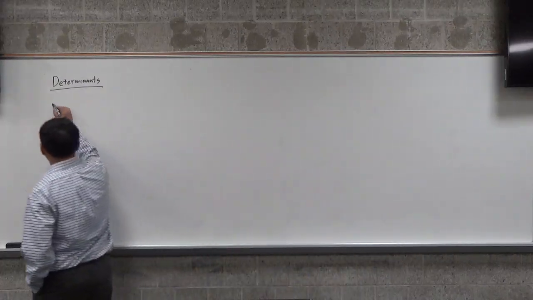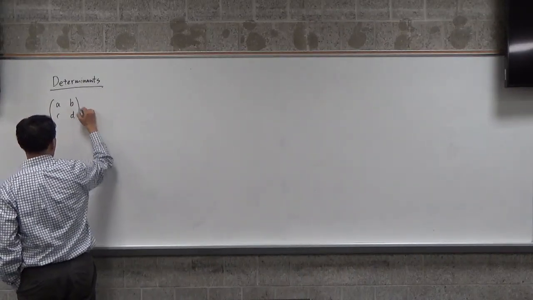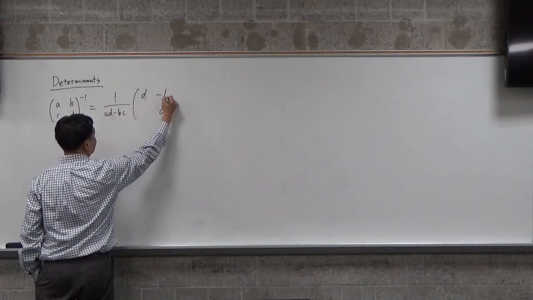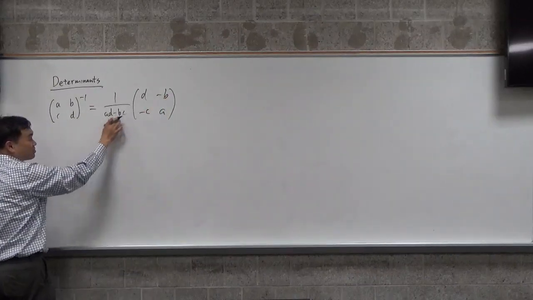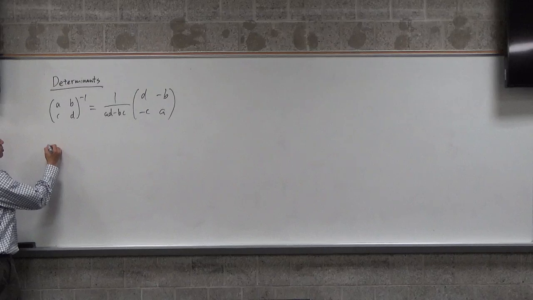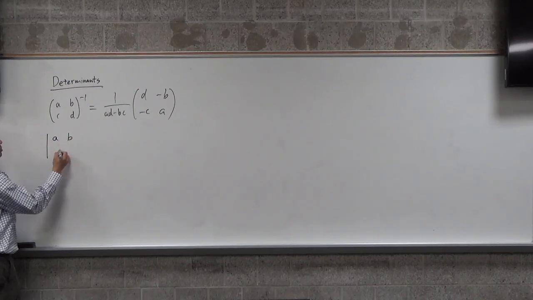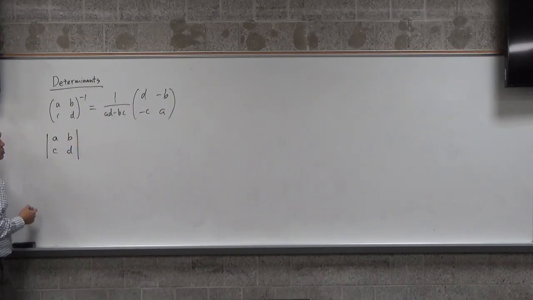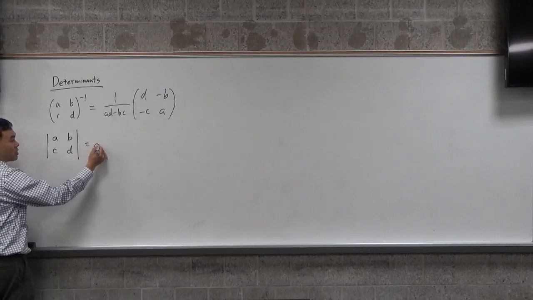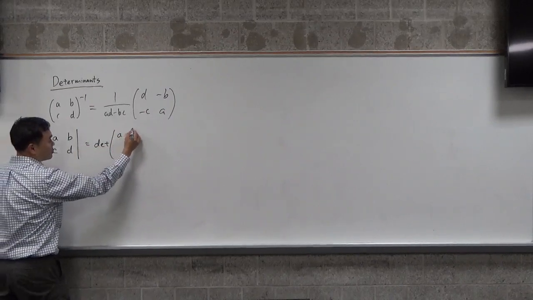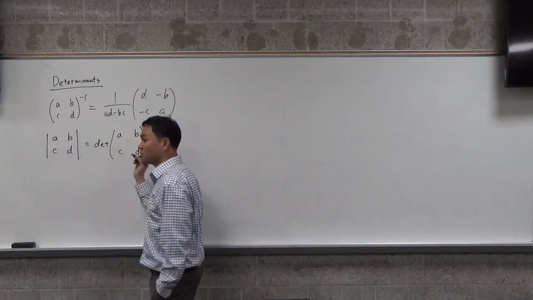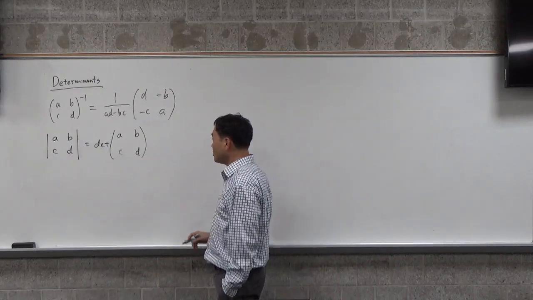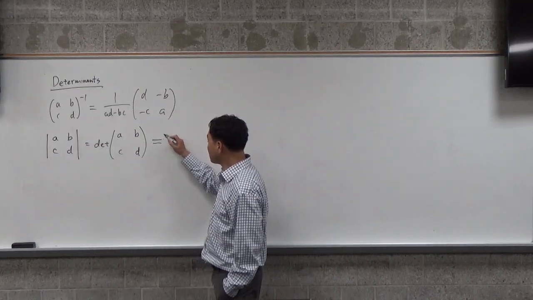Formula for the inverse, I shouldn't have erased it. This thing in the denominator is called a determinant. So the determinant is written like an absolute value symbol applied to a matrix, or sometimes people write it as det. Both are widely accepted, and I even use both in some cases. And this is by definition AD minus BC.